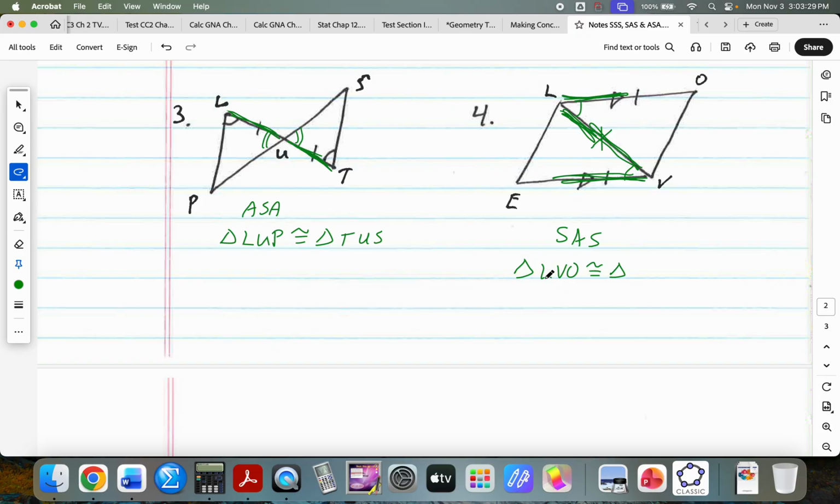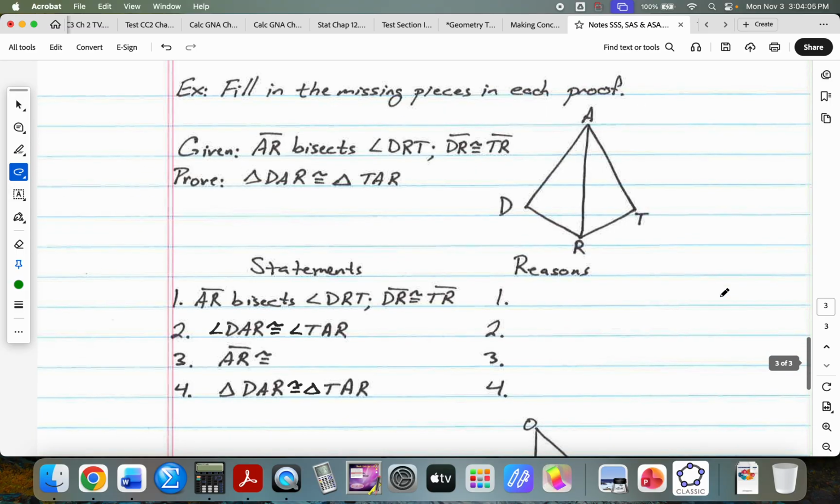All right. So L in this triangle matches up with what in the other triangle? L in the top triangle matches up with V in the bottom triangle. V in the bottom triangle matches up with L. And O in the first triangle matches up with E. Okay? All right, let's go to the last page.